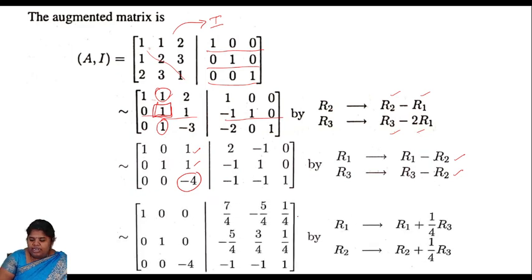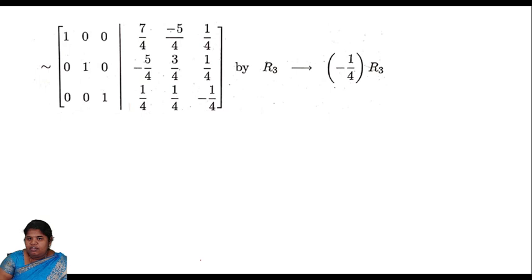So row 1 is changed by row 1 plus 1 by 4 row 3. And row 2 is changed by row 2 plus 1 by 4 row 3. Since 4 is here, we divide by 1 by 4. Okay. Now divide the equation row 3 by minus 4. We get the unit matrix in the place of A. And this is some other matrix which is our B, and this is our inverse.